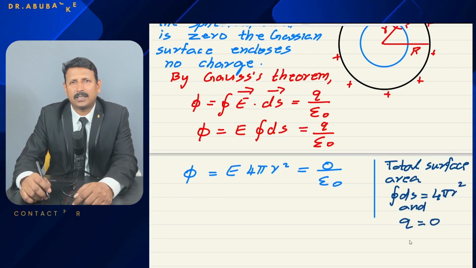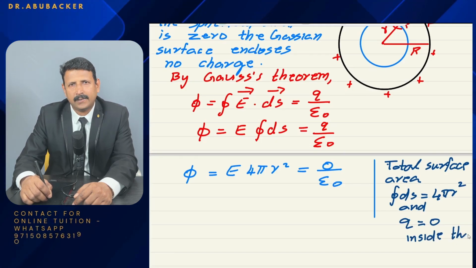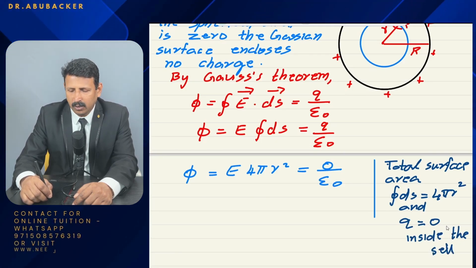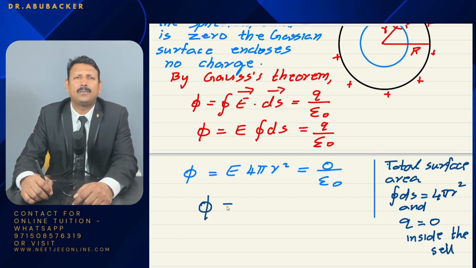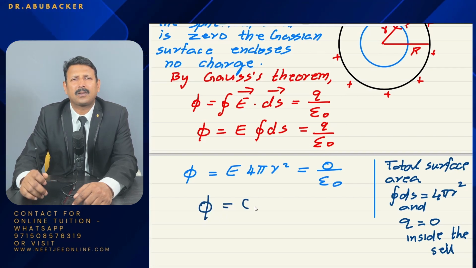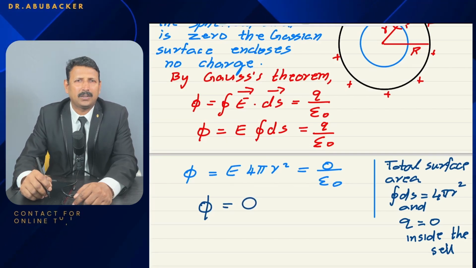So total surface area integral ds is 4 pi r square, and q here is 0 inside the shell. So what is the final answer now? Flux exists or not? No, it does not exist. That's all. That is the last topic of the lesson.